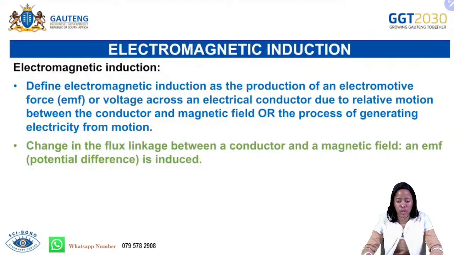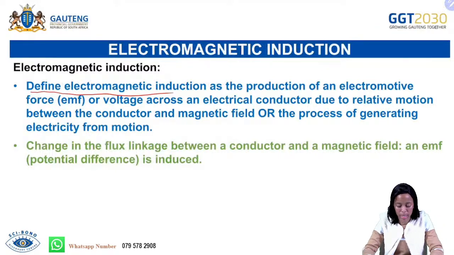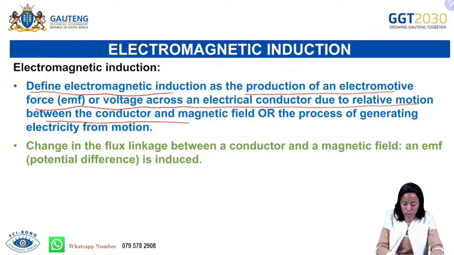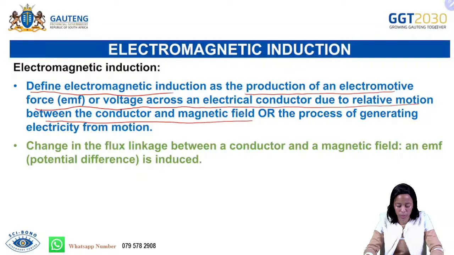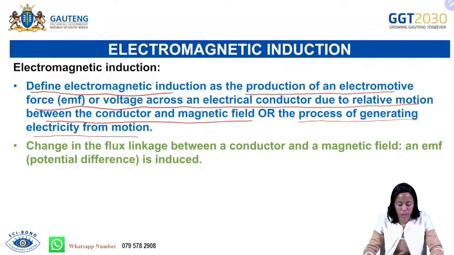So now we have electromagnetic induction. According to the examination guideline, we need to define electromagnetic induction as the production of what? Production of an electromotive force, or EMF, or the voltage across an electrical conductor, and that is due to the relative motion between the conductor and the magnetic field, or the process of generating electricity from motion. So with electromagnetic induction, we are saying that we are going to induce.